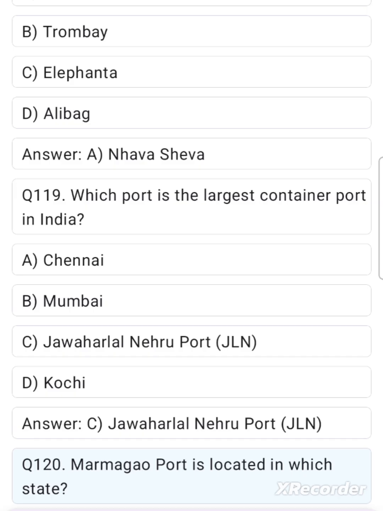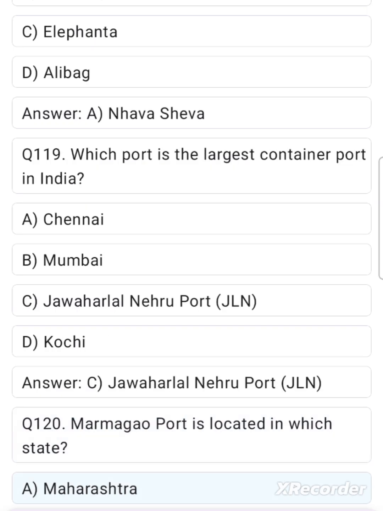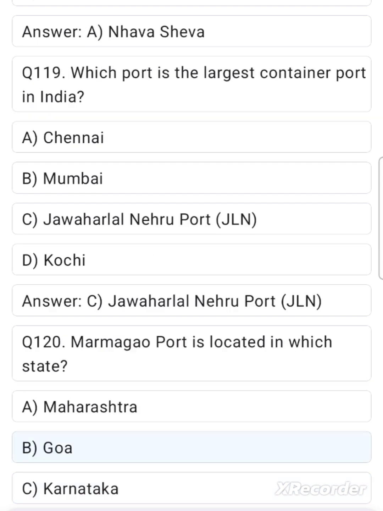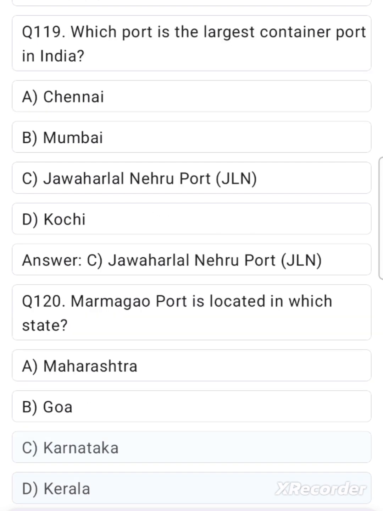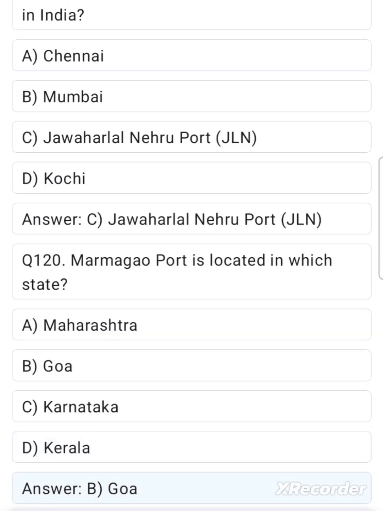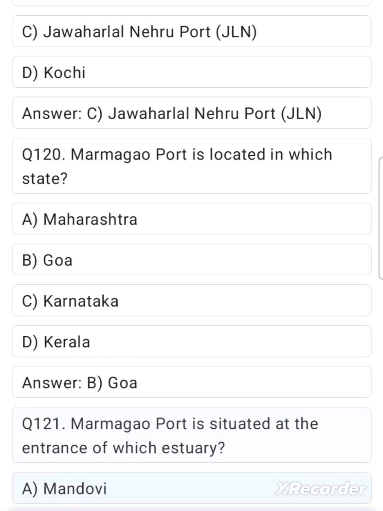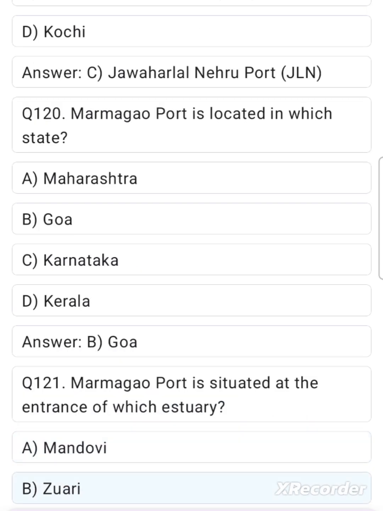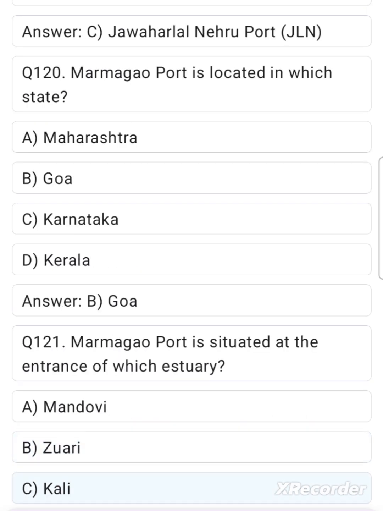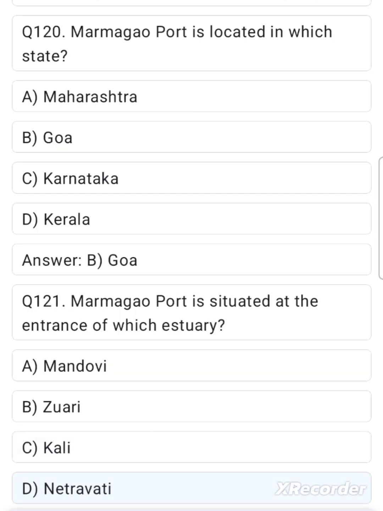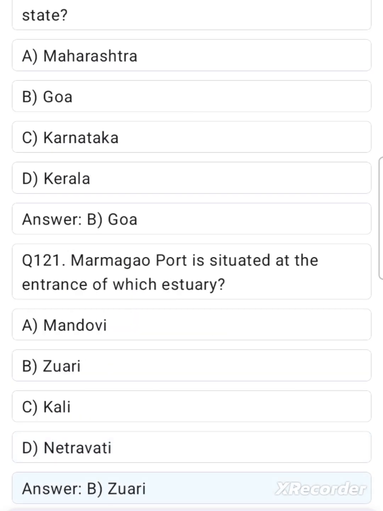Q120. Marmagao Port is located in which state? A. Maharashtra. B. Goa. C. Karnataka. D. Kerala. Answer B. Goa. Q121. Marmagao Port is situated at the entrance of which estuary? A. Mandovi. B. Zuari. C. Kali. D. Netravati. Answer B. Zuari.